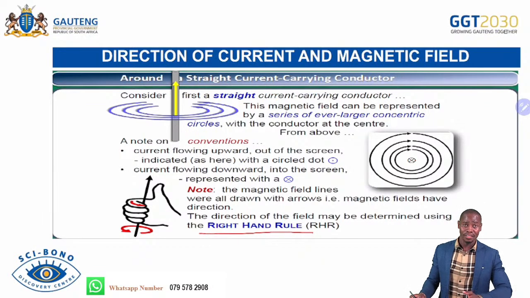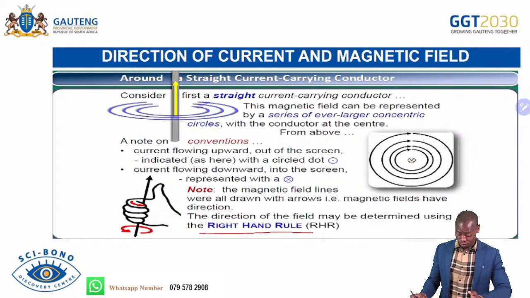So around a current-carrying conductor, there's a magnetic field. So current induces the magnetic field. And to find the direction of that magnetic field around that conductor, we use the right-hand rule. All right, so how do we use the right-hand rule?